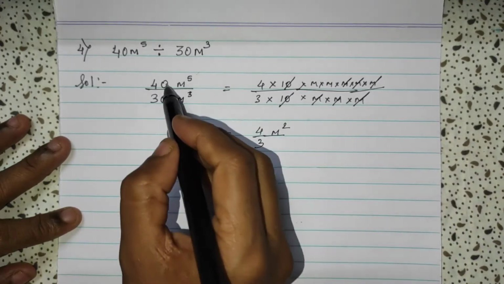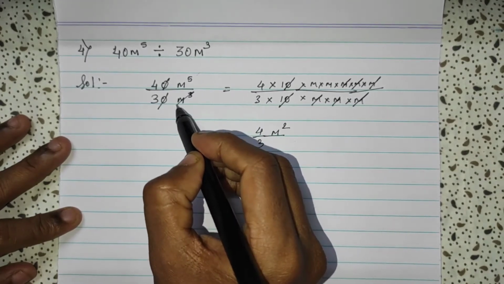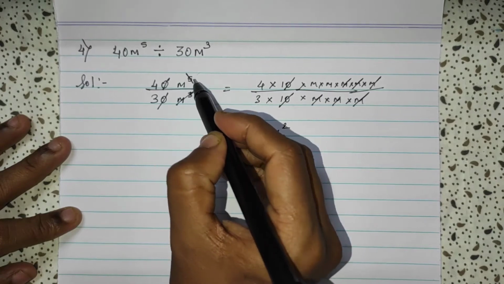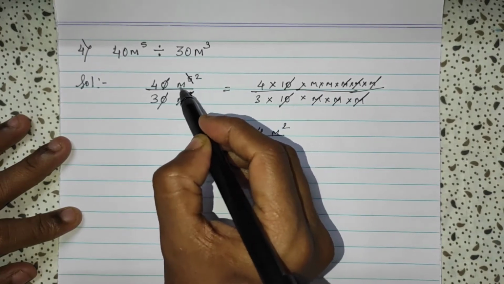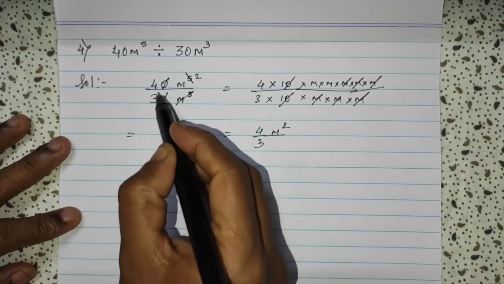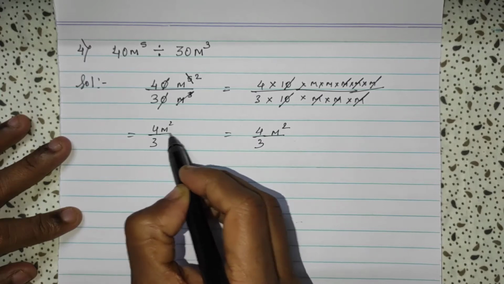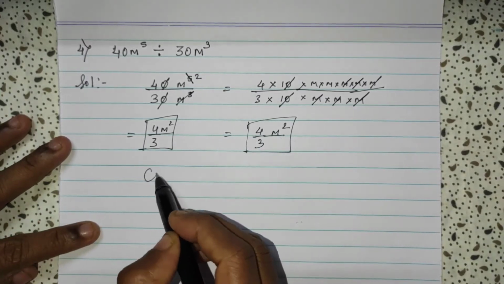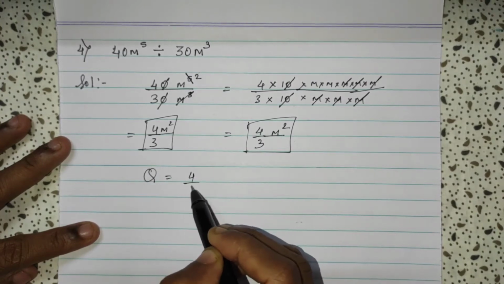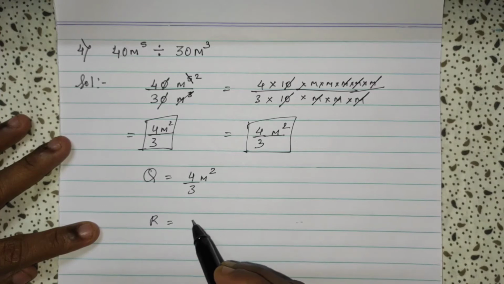Okay, so the same answer you will get here. See, 0 and 0 cancel, m3 cancel, and you have to subtract m3 from m5, so you are left with m2. So see, 4 upon 3 m raised to 2. Okay, so again your quotient is 4 upon 3 m raised to 2, and remainder is 0.